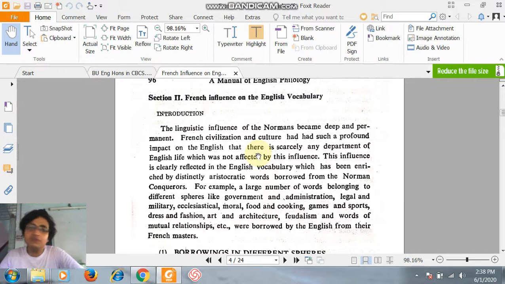The linguistic influence of the Normans became deep and permanent because French civilization and culture had such a profound impact on the English that there is scarcely any department of English life which was not affected by the influence. Almost all the domains of English life were tremendously influenced by these French people. This influence is clearly reflected in the English vocabulary, which has been enriched by distinctly aristocratic words borrowed from the Norman conquerors.